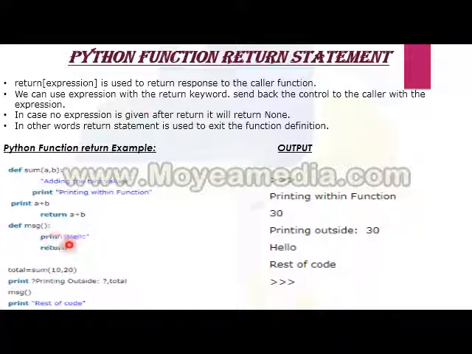Now here the message function is called with no parameters, so the control will come to message, and whatever statement is written there will execute, that is print hello, so it will print hello. No value is returned here, so it will return nothing, it will return None, and will come back here and then print the rest of the code.